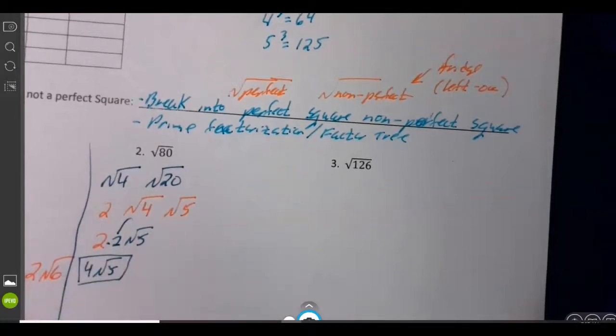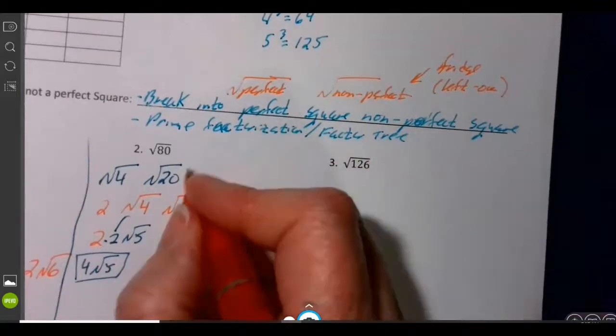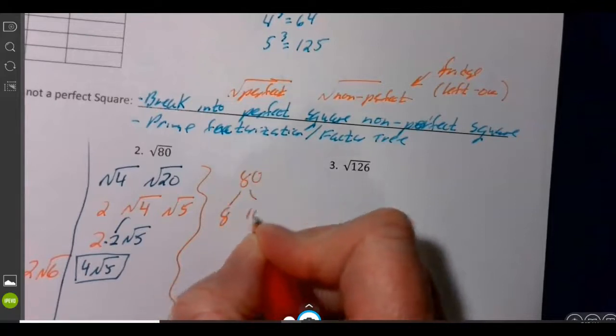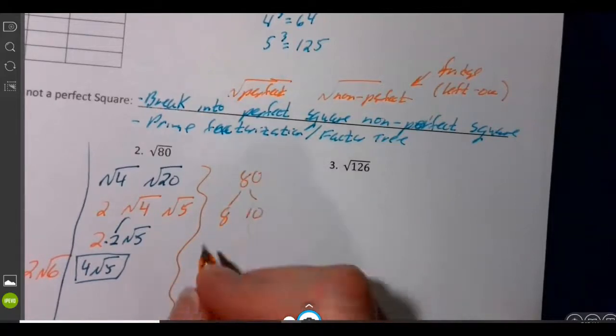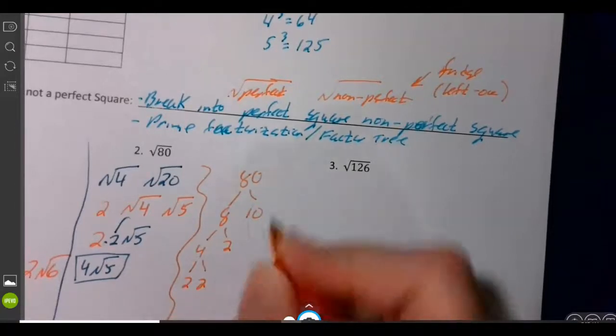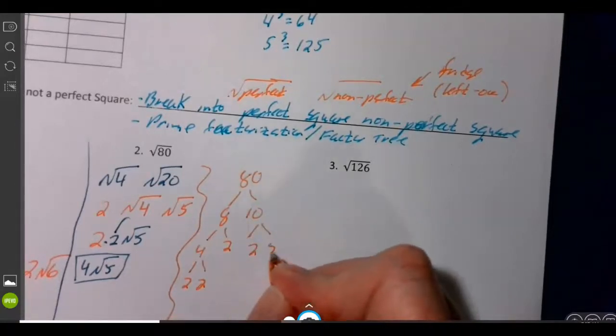Now this one might have been faster to do by factor tree. So 80 breaks into 8 and 10. Go with the obvious things. 8 breaks into 4 and 2. 4 breaks into 2 and 2. 10 breaks into 2 and 5.